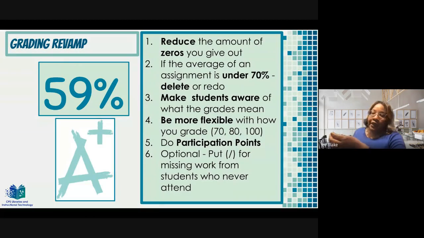Well, let's start with the grading. We can revamp the way we grade and rethink that. In my opinion, the first step is to reduce the number of zeros you give out. You pretty much shouldn't be giving out zeros. It's just going to make the kids' grades plummet. If the average on an assignment is under 70%, or maybe you want to say 65%, you should realize that a majority of the students have not mastered that topic.